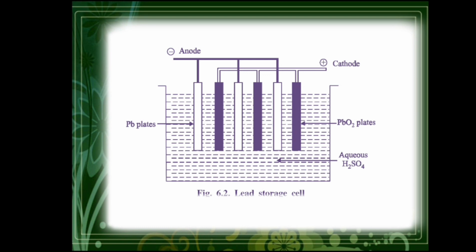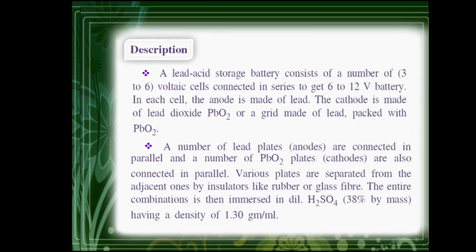This is the schematic diagram of the lead storage cell. See, in this diagram, lead plates are connected in series and taken as the anode. Similarly, lead oxide plates are connected in series and taken as the cathode. Both anode and cathode are immersed in an aqueous solution, that is dilute sulfuric acid. This is the setup of the lead acid storage battery.